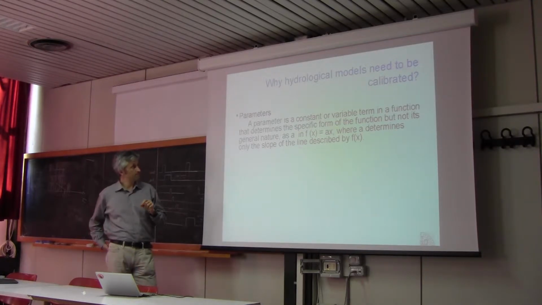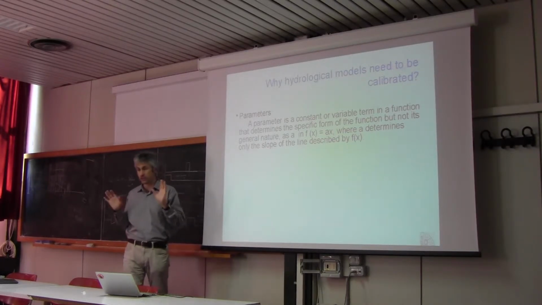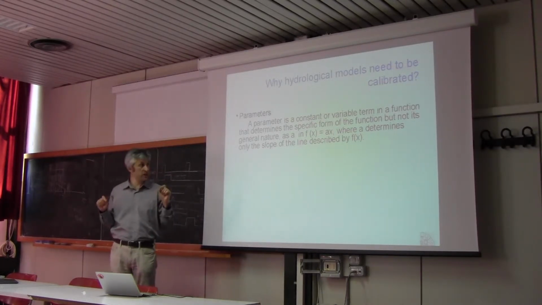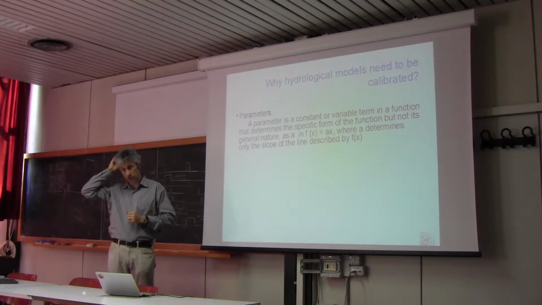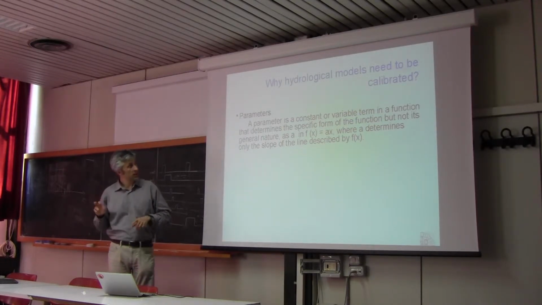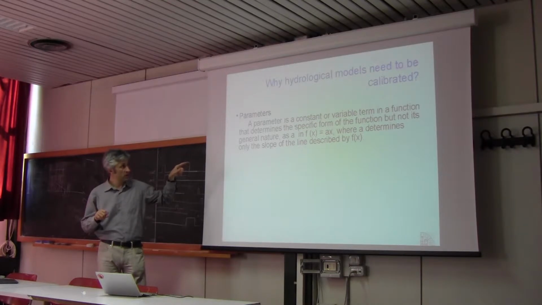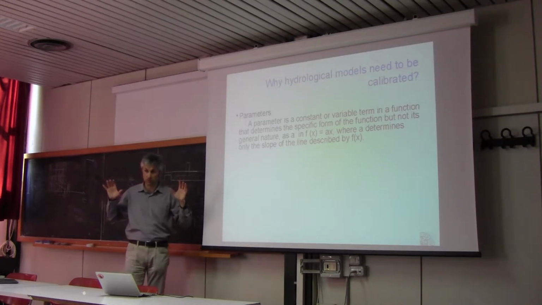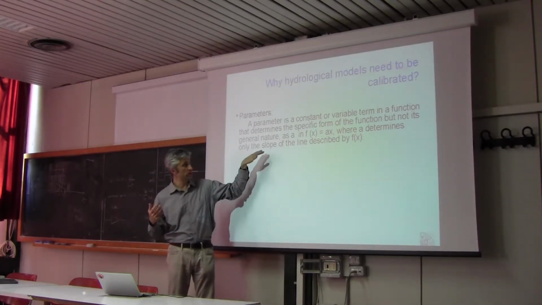A parameter can be defined, if you look at the model equation, as a constant or even a variable term, where with variable I mean a term that is variable during model application, or it can be variable along time. And this constant or variable term, which appears in the model equation, doesn't determine the general form of the equation, but determines the specific form. And let me give a very trivial example, the equation of a straight line.